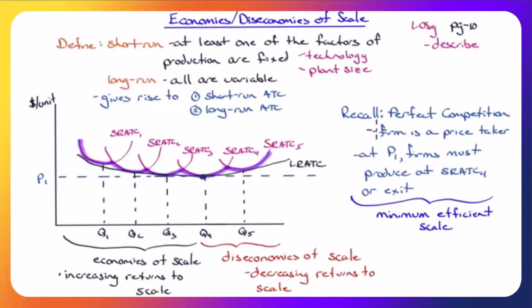Now, you'll recall we are dealing with perfect competition here. The firm is a price taker. So let's put a price in here at P1, and we'll put P1 low enough that it intersects SRATC4 at its minimum. Here's the deal with something like this. If you're going to enter this industry with this price, and this industry is characterized by perfect competition, you have to enter on that cost curve. You can't start up here and slowly work your way down. You have to enter at that cost curve. That is called the minimum efficient scale required to enter this particular industry. At P1, firms must produce at SRATC4, short-run average total cost curve 4, or exit.